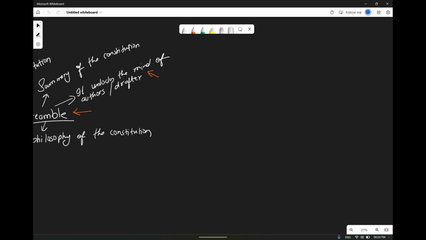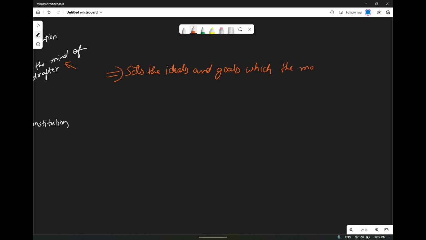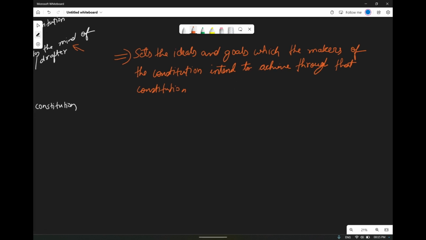Okay, so this preamble sets the ideals and goals which the makers of the constitution intend to achieve through that constitution. Got it? It sets the goals that the constitution makers wanted to achieve. Okay, we'll go through a story to understand more in depth.